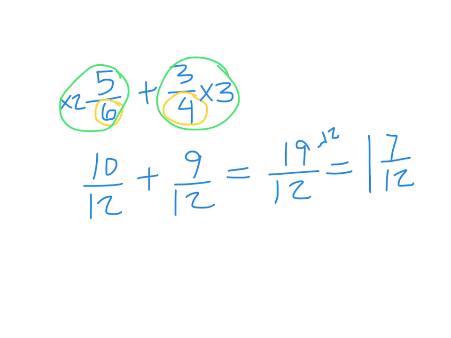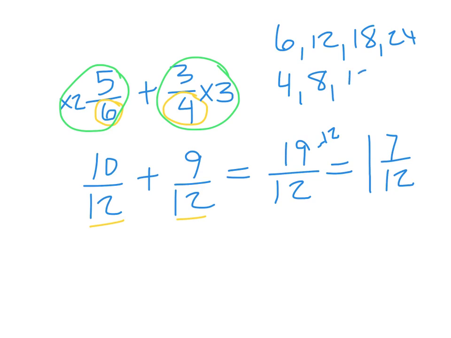Good. So do you understand how we found these common denominators here? The 12s? You went on the multiple line. Now, if some of you can't do that in your head, you just write it out. So like 6, 12, 18, 24. So then I do the 4s. 4, 8, 12. That's how we found out that 12 is on both of these. Okay? That's how you find the common denominator. You're going on the multiple line until you see what's on both of them.